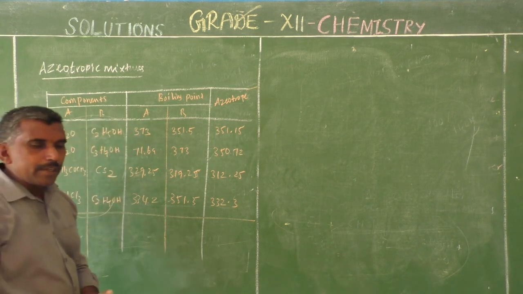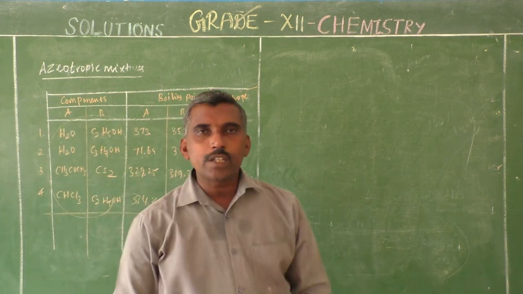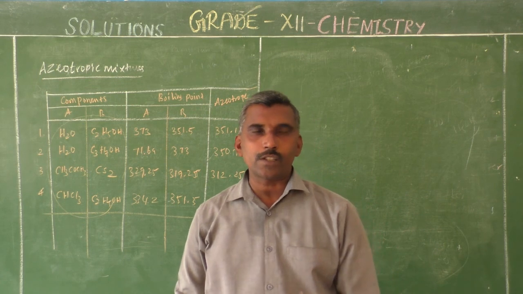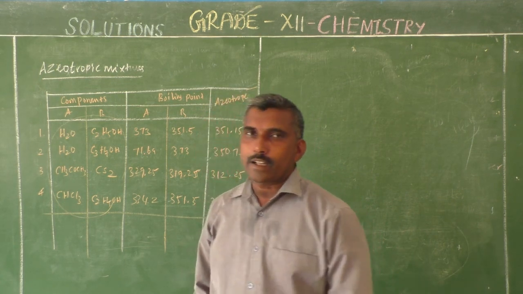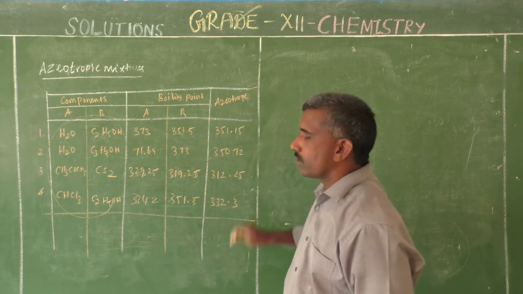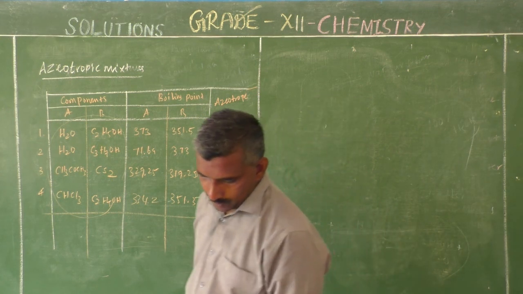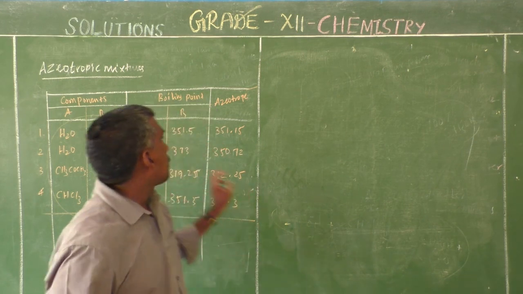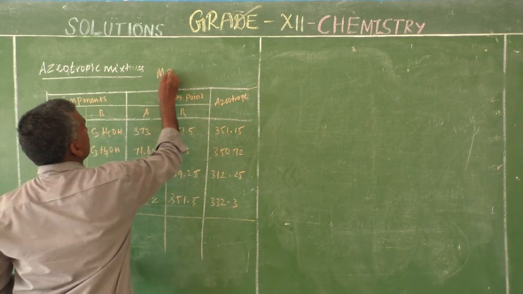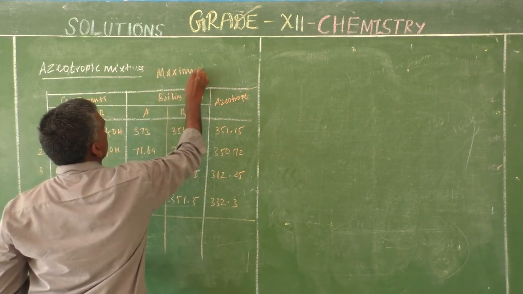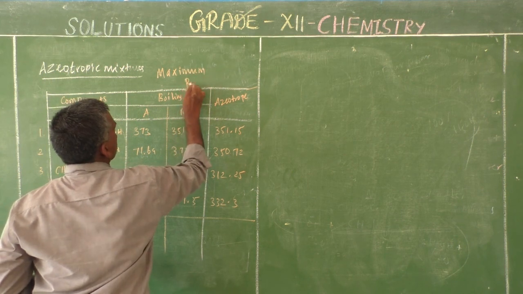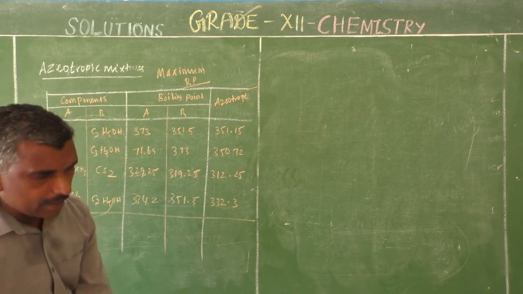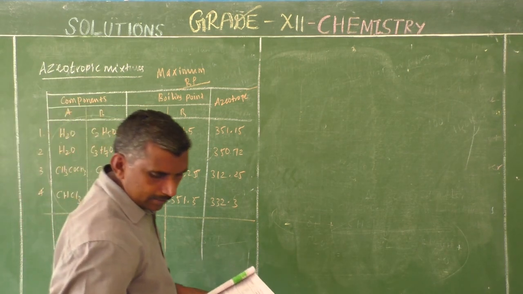What is the meaning of azeotropic mixture? When the solution and the vapor phase have the same composition and the boiling point is constant, that is known as an azeotropic mixture. This is the maximum boiling point. Now the minimum boiling point azeotrope is where the boiling point is very low.